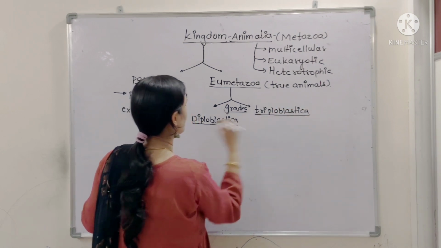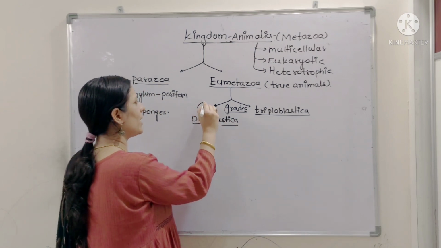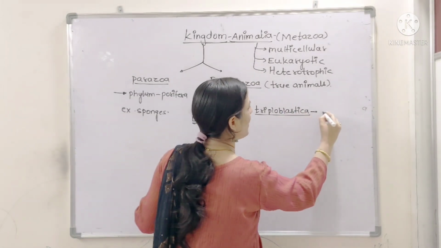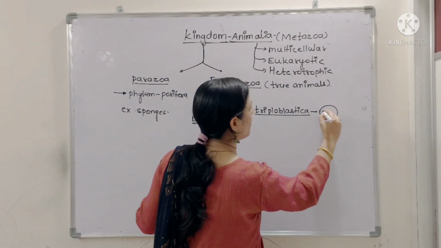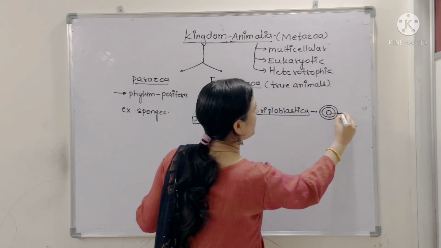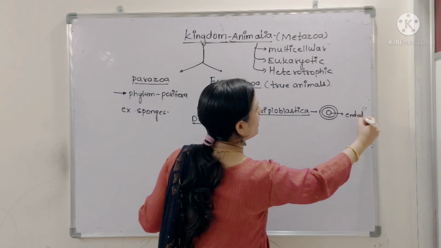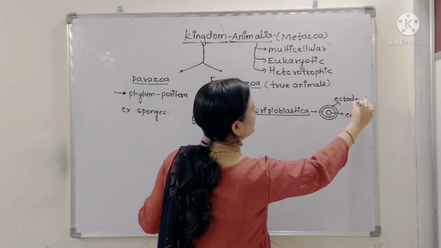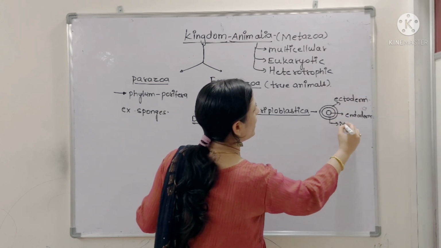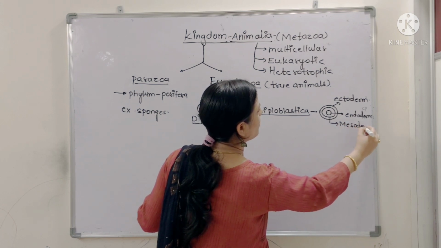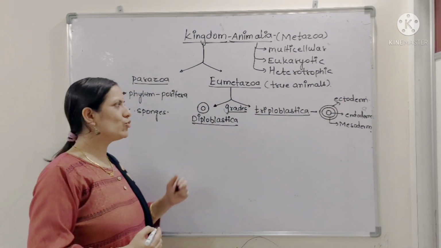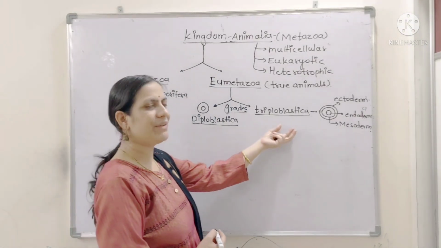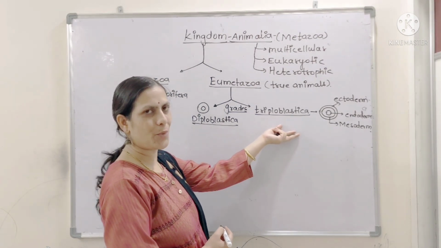Here Diploblastica have ectoderm and endoderm, two primary germ layers, while Triploblastica have ectoderm, endoderm, and in between them you get the mesoderm. So here is the endoderm, then this is the ectoderm, and in between these two layers you get one more layer, the mesoderm. Those having two primary germ layers come under the grade Diploblastica, and those having three are known as Triploblastica.